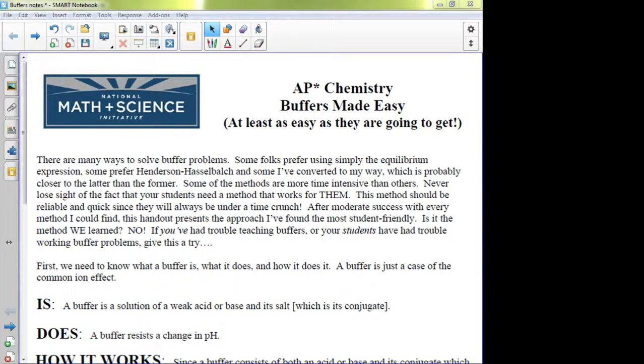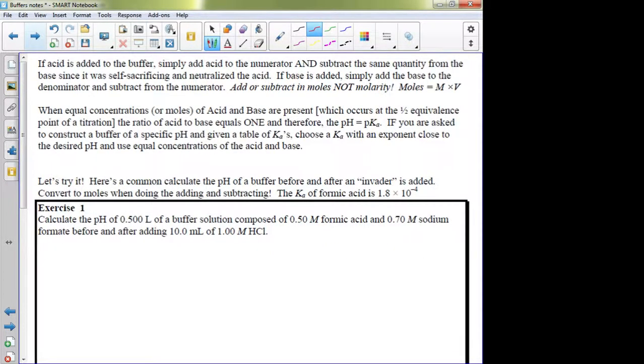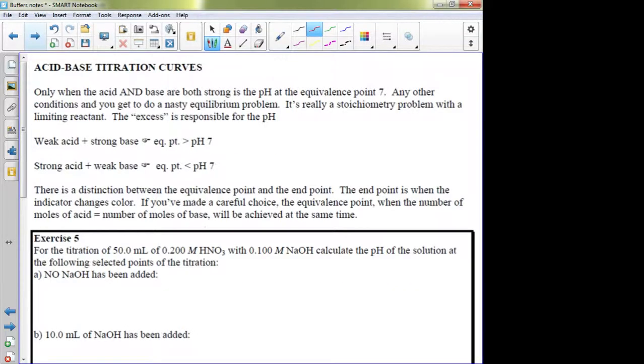NaOH is a strong base, and HCl is a strong acid, okay? So therefore, strong base plus strong acid. I'm going to go to page 4. Sorry, I told y'all I was going to skip around. I'm going to go to page 4. So strong base plus strong acid.